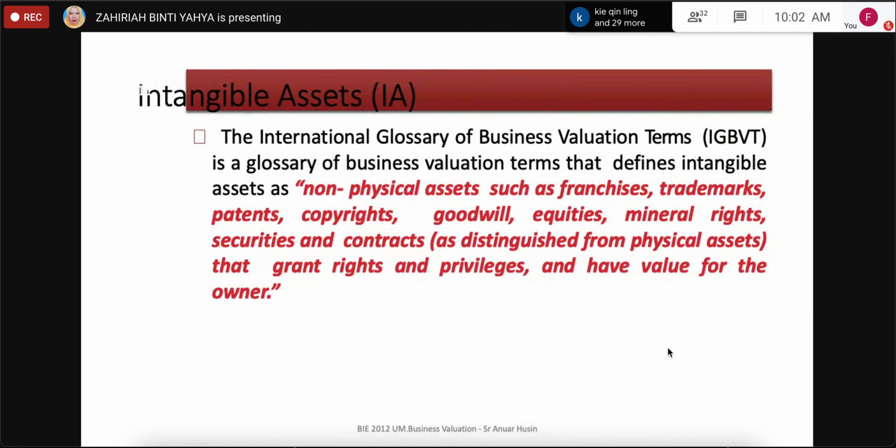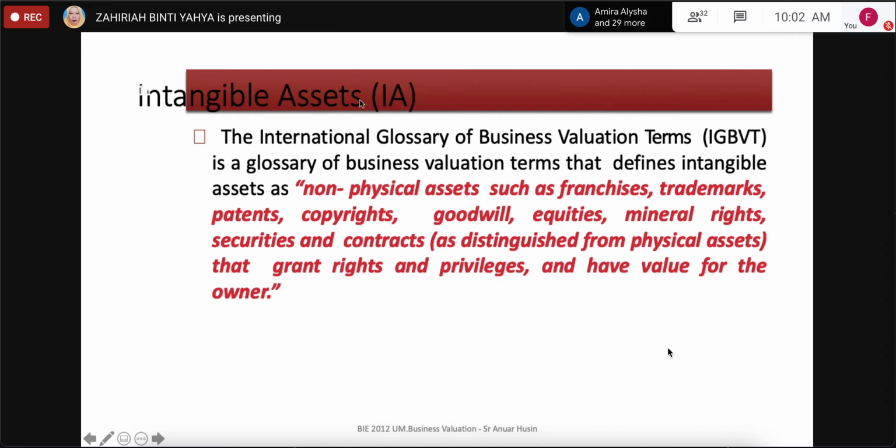So intangible asset. Kadang-kadang intangible asset ni ada juga orang datang dekat you, dia suruh value intangible asset saja. Possible or not? You as a business valuer. Yes. Yes, possible. Ya. Tapi saya pening lah, saya rasa. You tak rasa pening ke? Pening juga. Pening juga.